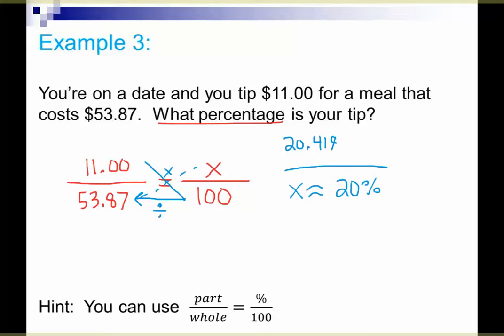Is that a reasonable tip amount here? Yeah, I would say so. $11, 20% of $53 is pretty close. Okay, so that's basically how we'd go about doing a percentage problem.